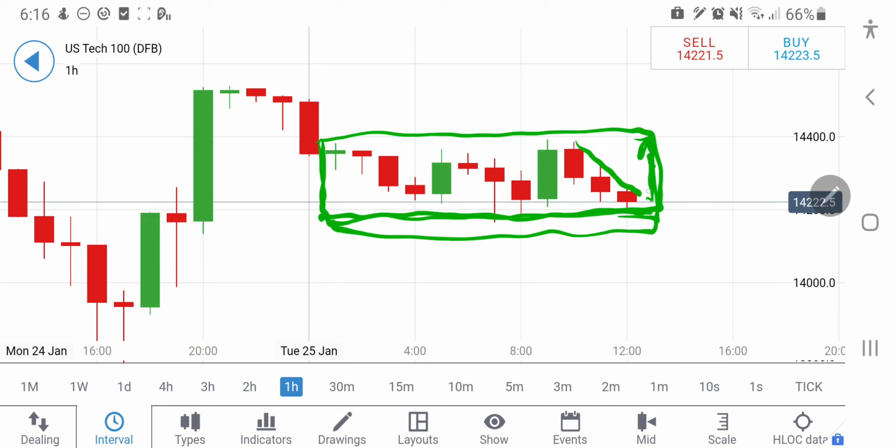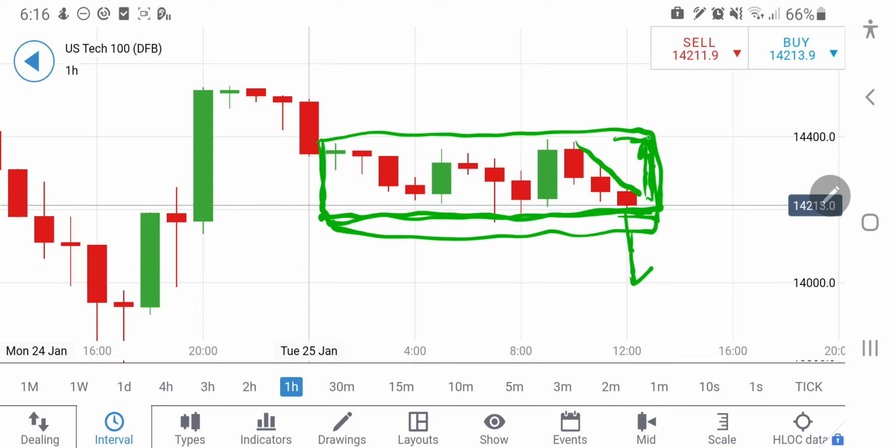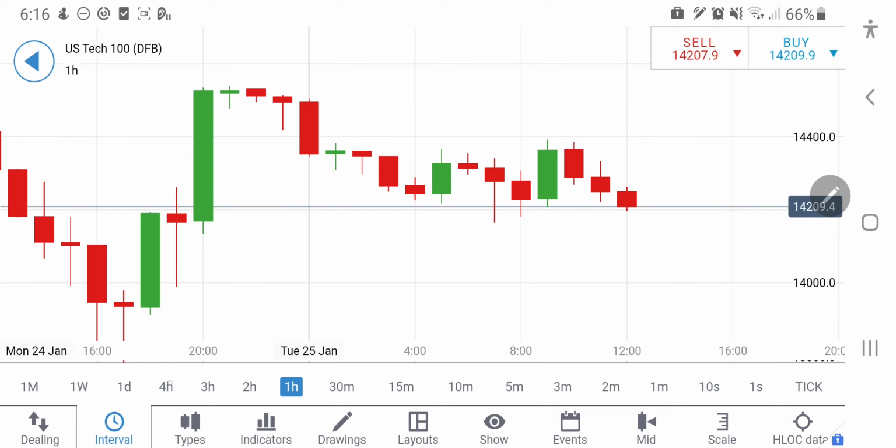Once it gets passed by 14150, definitely it will break towards 14,000 and below levels. Till the time it remains above 14150, probably it can reverse again towards 14380, 14400 levels. This is going to be a strong resistance level. Beyond 14420 today, we might see it again heading towards 14500 plus levels.